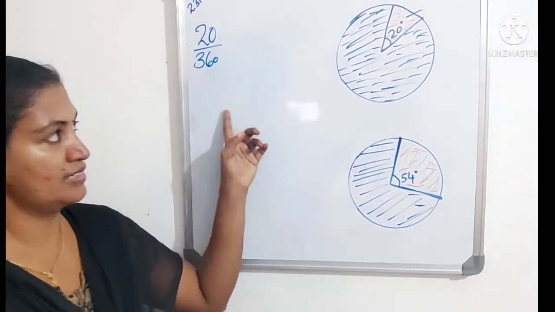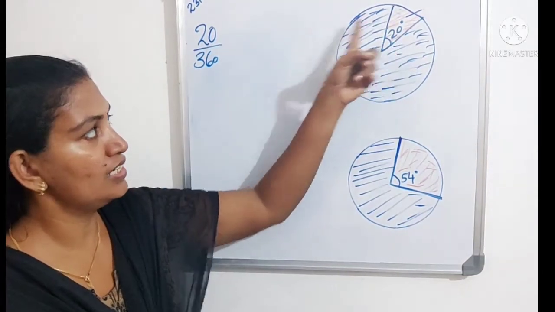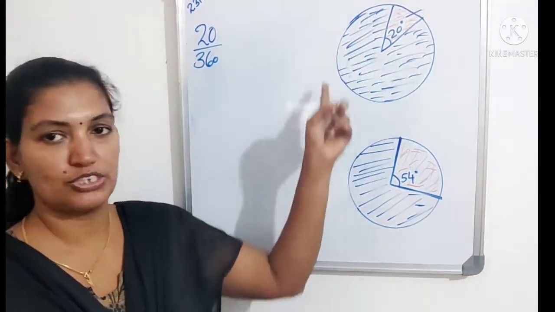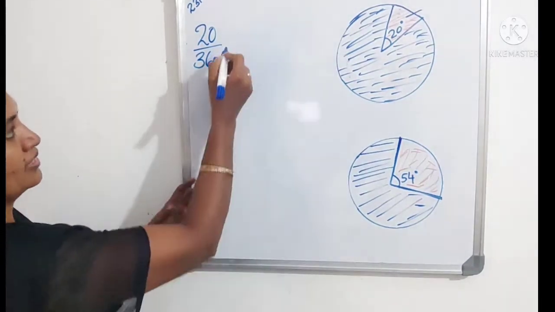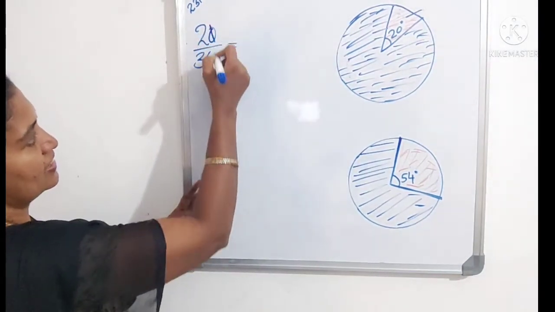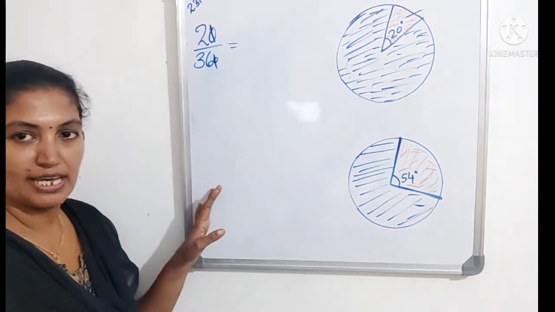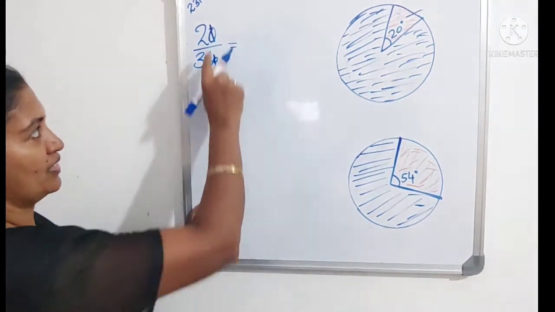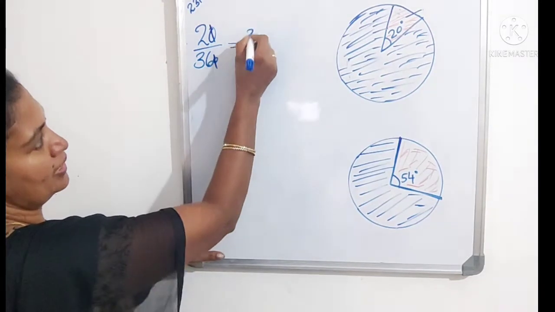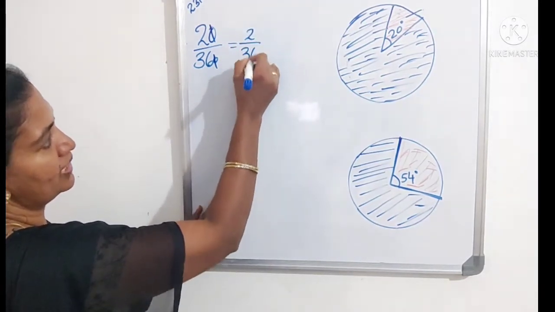How do we write 20 by 360? 20 is the given angle. 360 is the total degree measure of this circle. Okay. Then we can cancel this 0 and 0 because numerator and denominator have the same 0. So we can cancel 0 and 0. Then remaining is 2 by 36.